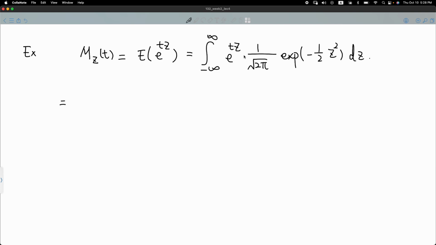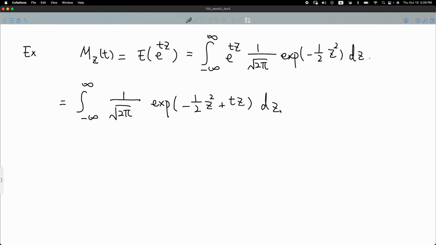Next, we are going to simplify the expression inside the integral. Again, keep the upper and lower bounds for the random variable z, and we group the exponential term from this function and from the density function together. So what we will have is 1 over square root of 2 pi, and then exponential of negative 1/2 z squared plus tz. Any thoughts on how to simplify this expression, or how to work on this integral?